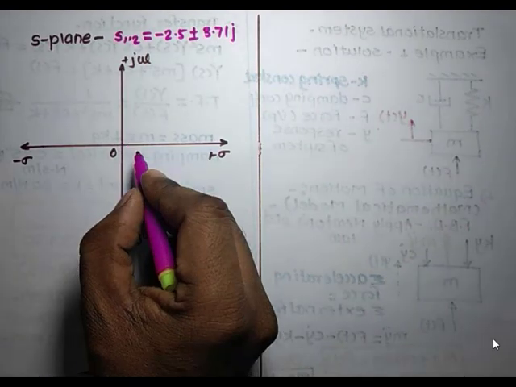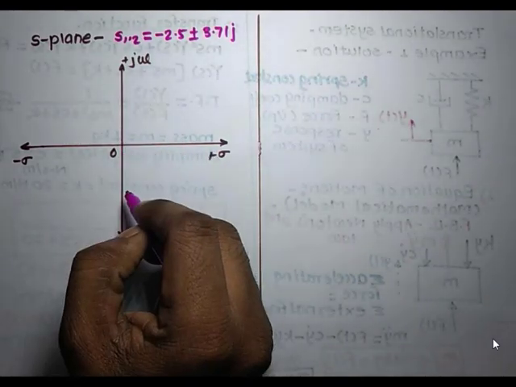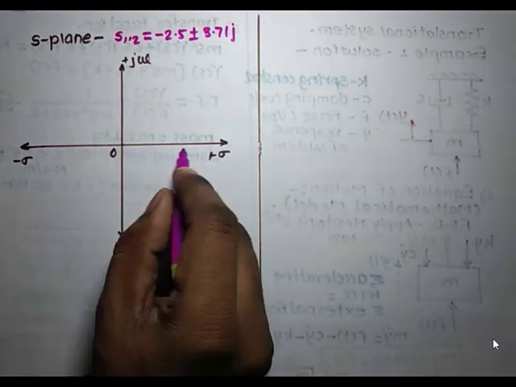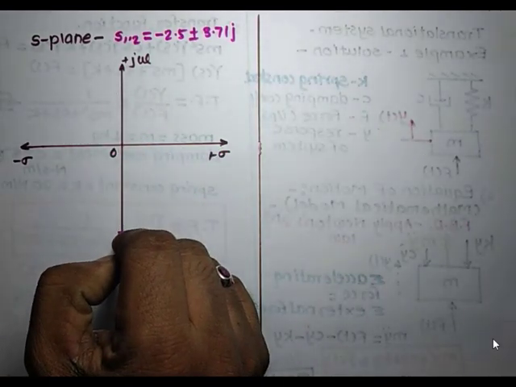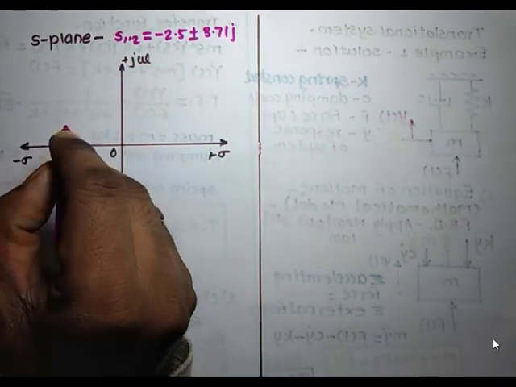So what is the S-plane basically? The S-plane has two axes which are mutually perpendicular. One horizontal is the real axis and the vertical axis is the imaginary axis. Now let us plot these poles on the S-plane.